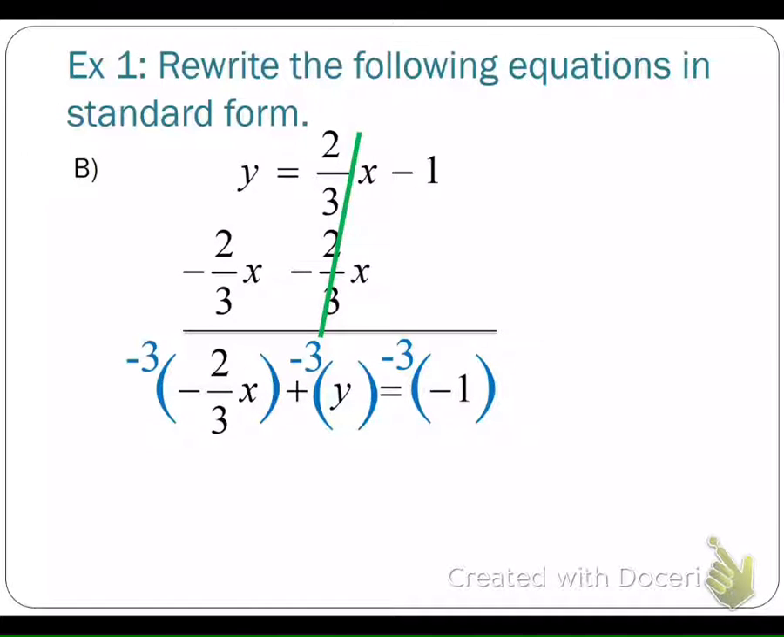3 gets rid of the denominator. Negative gets rid of the leader, that the leading sign can't be a negative. All right, so up front now I have 2x. My y term is going to be negative 3y, and in the back it'll equal positive 3.